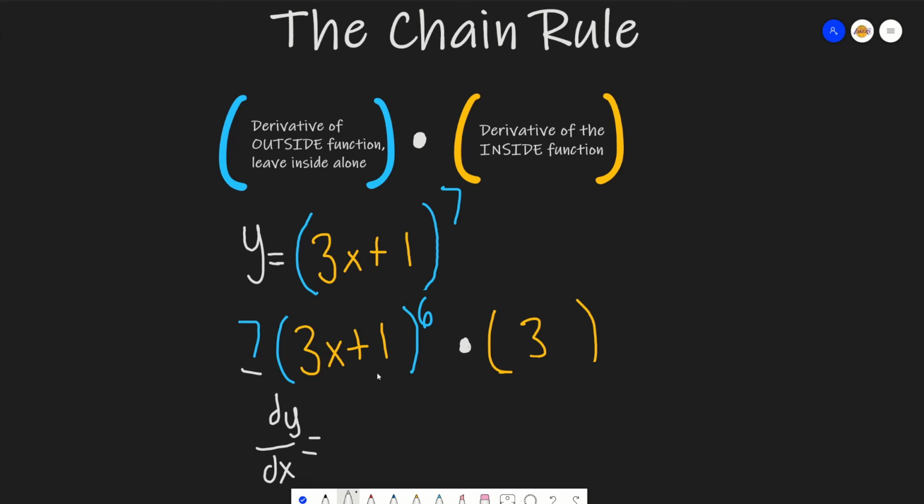Then we could clean this up just a little bit more. 3 times 7 is going to be 21. And then we could leave that the same. It's going to be (3x plus 1) all raised to the 6th. And that's our answer right here.